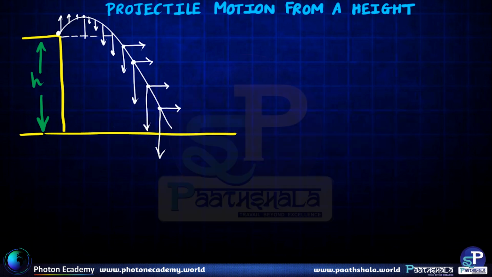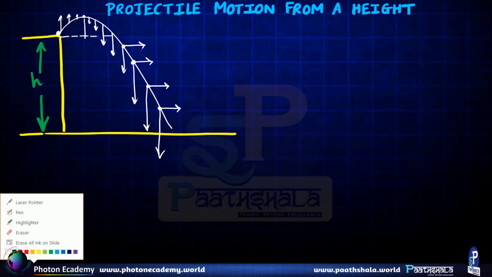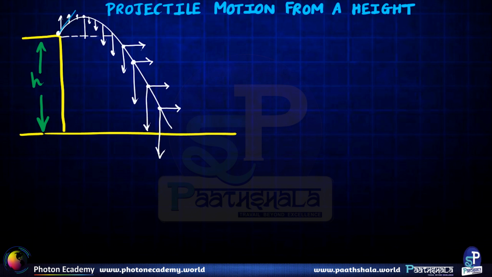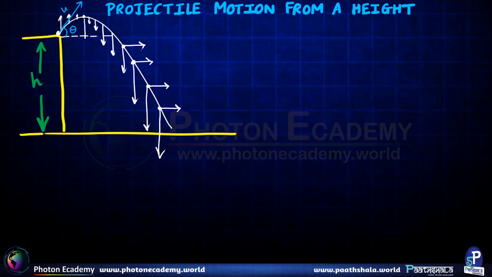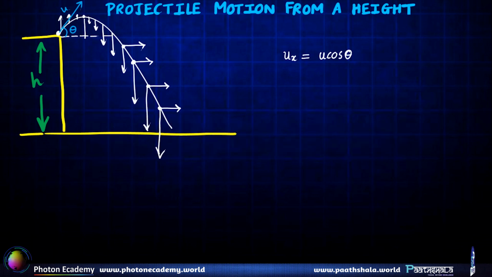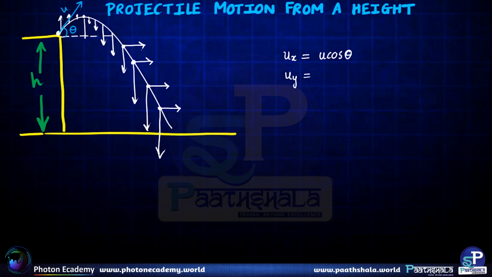Let us assume that the particle was thrown at an angle theta with an initial velocity u. What would be the x component of the initial velocity of the particle? The x component is represented as u subscript x. It is going to be equal to u cos theta, based upon the resolution of vectors, and the y component, u subscript y, shall be equal to u sin theta.